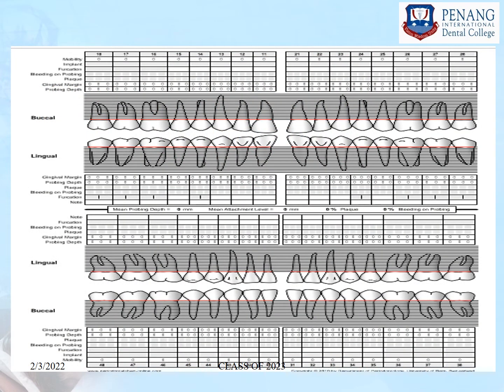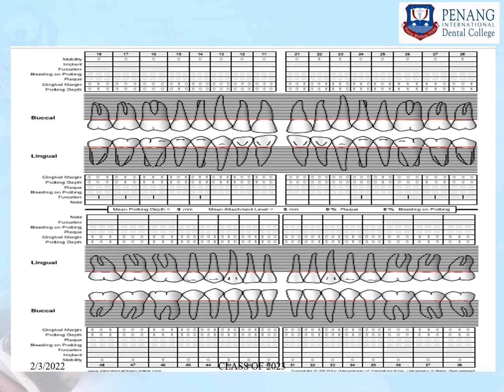So eventually, once you take the probing depths, the clinical attachment loss and the gingival margin or gingival recession, you will have to plot them. This is called your periodontal charting. You plot each measurement of the teeth you have taken on this periodontal charting, and it gives you the mean attachment level, which is present in the middle.